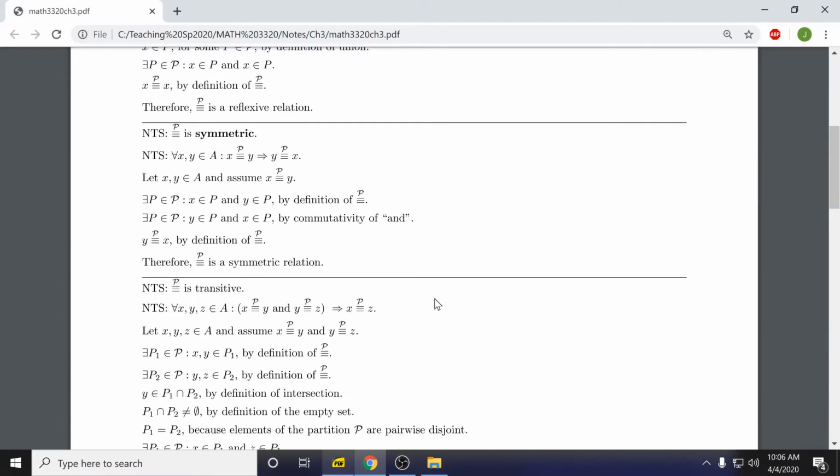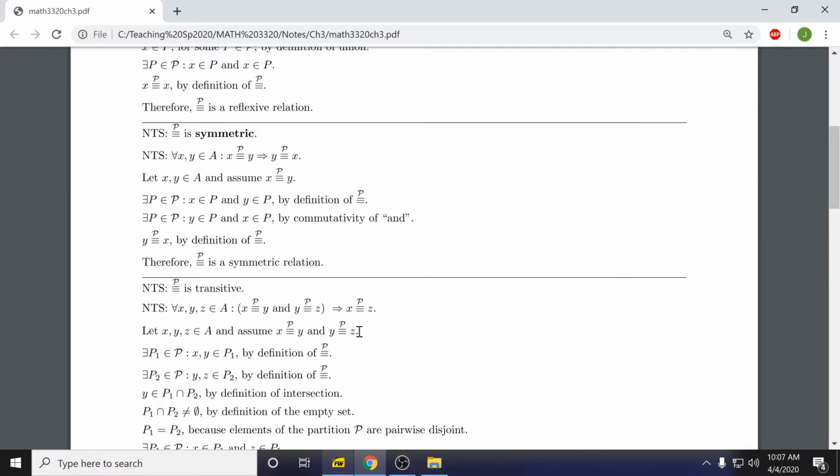We also want to show that this relation is transitive. Transitive, of course, is saying that for every x, y, and z in the space A, if x is related to y and y is related to z, that implies that x is related to z. So we'll let x, y, and z be arbitrary elements of A and assume those first two relations hold. Now, if x is related to y, that means there's a partition element P1 such that x and y are both in that partition element. Again, just the definition of the relation.